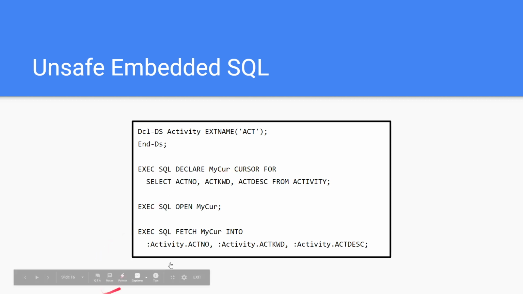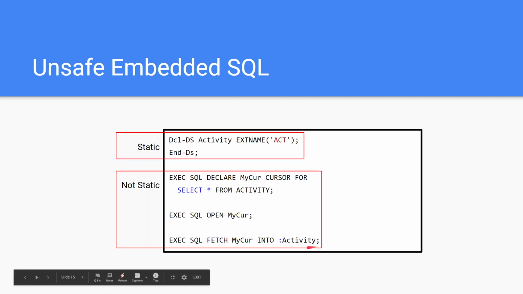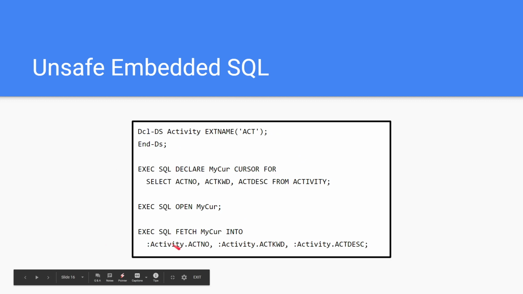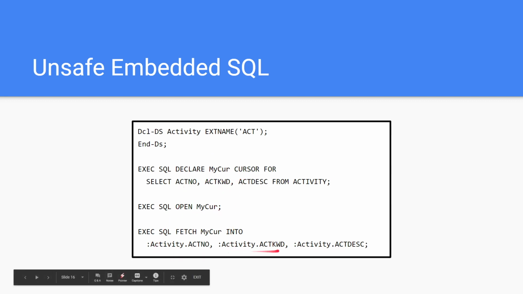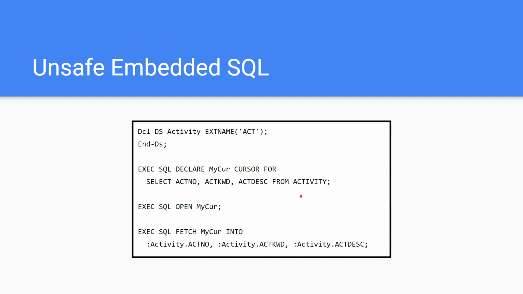And of course, when we do our fetch, instead of doing a fetch into activity, I just prefer to specifically identify what columns they're going into. So in this case, act no goes into act no, keyword, and so on and so forth. So you just have to be a bit more specific about it.